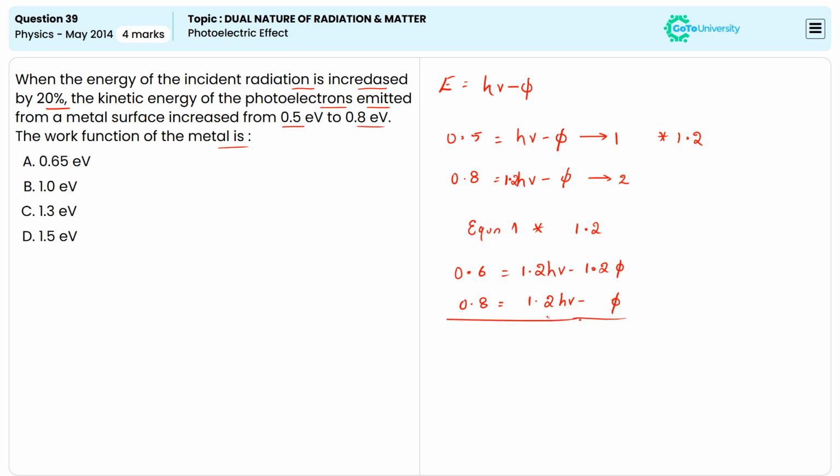Then if I change the sign here, minus and plus, this will get cancelled. Then minus 0.2 is equal to minus 0.2φ. Then φ is equal to minus 0.2 divided by minus 0.2, it gets cancelled. Then the value becomes 1. That means 1 eV. φ is equal to 1 eV.